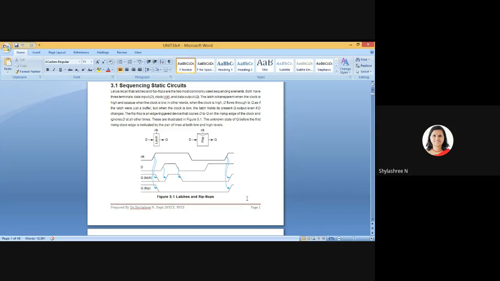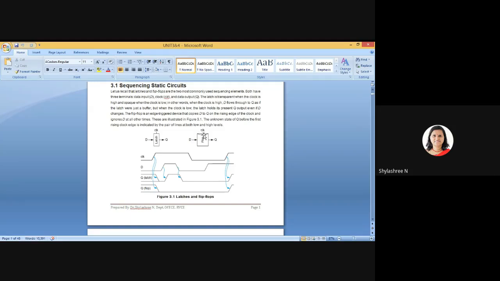So first I said the latches and the flip-flops are the two most commonly used sequencing elements. Both have three terminals. How three terminals? Data is the D input, clock is the input, and Q is the output. The flip-flop also has three terminals: data D is the input, Q is the output, and clock is the input. But you can see the difference here: there is a triangle. The triangle indicates it is an edge triggered flip flop.